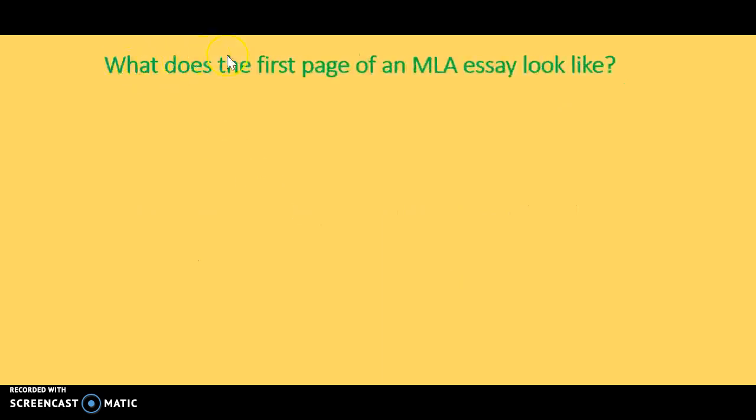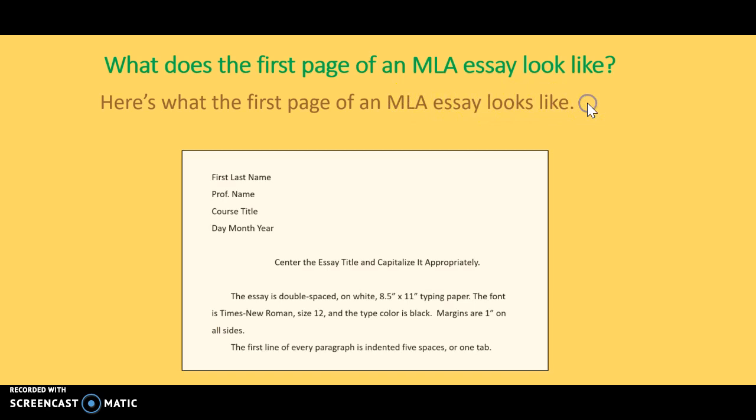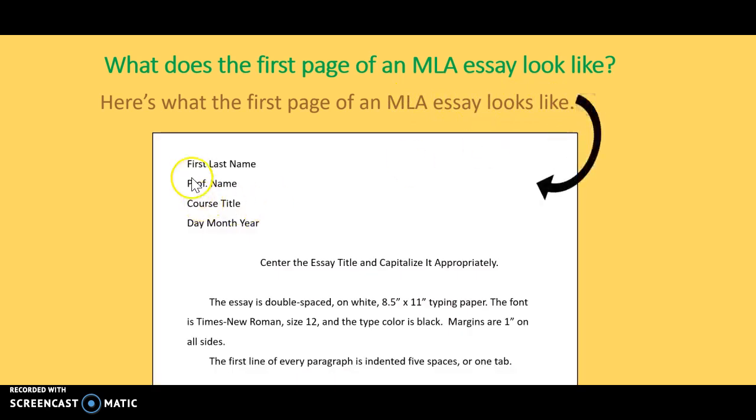Moving on, our next question. What does the first page of an MLA essay look like? Here's what the first page of an MLA essay looks like. In the upper corner, we have the essay writer's first and last name, the teacher's name, the course title, and the day, the month, and the year, with no punctuation marks between the day, the month, and the year.